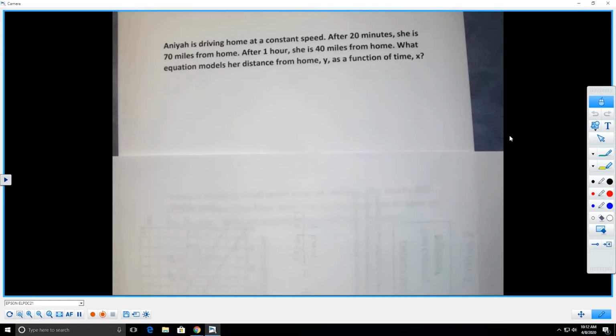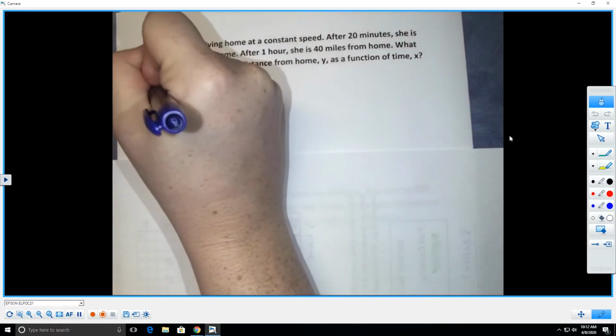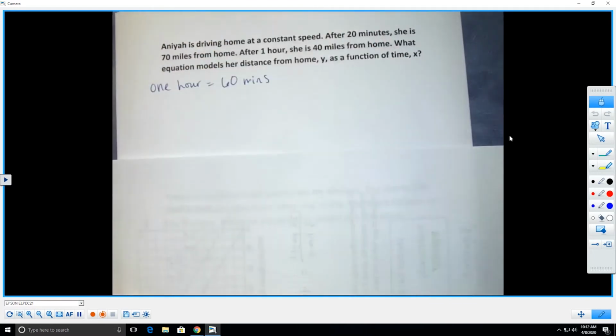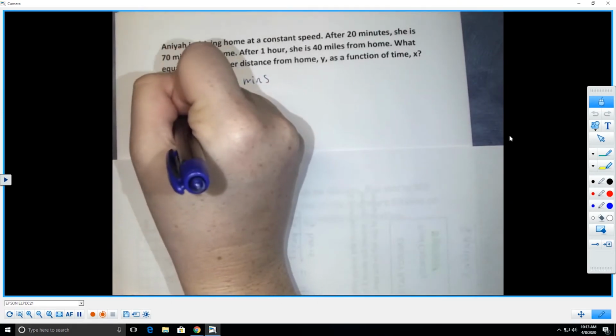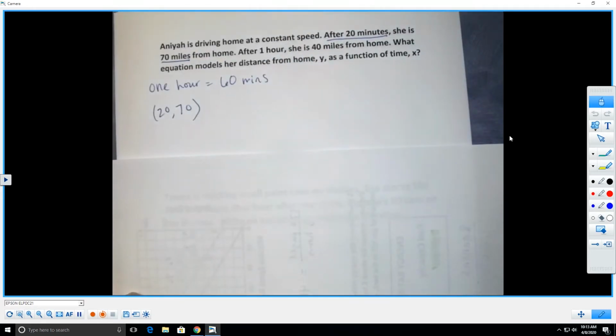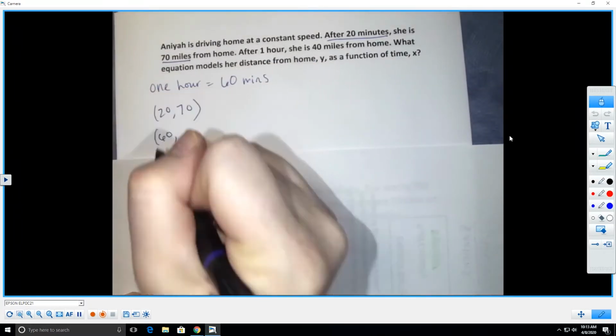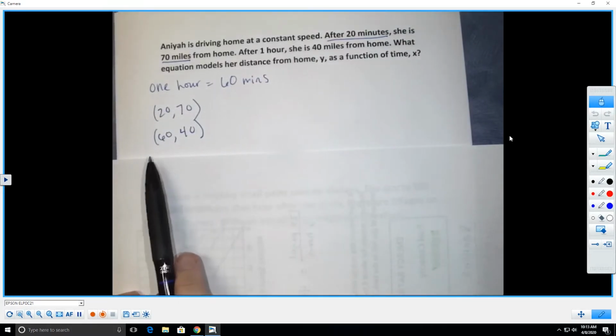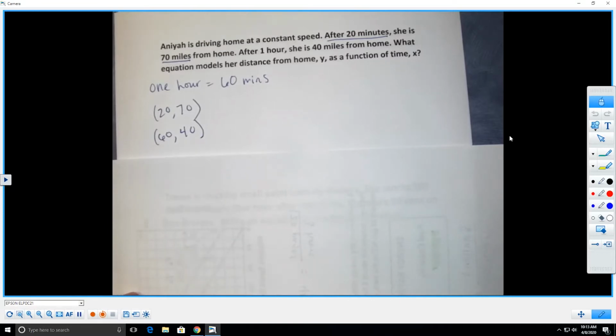Okay, so 1 hour is 60 minutes. Gotta make sure we make note of that. So on a graph, the points (20, 70), because it says after 20 minutes, she was 70 miles from home. So we could use those points, and we could also use the points (60, 40), because after 60 minutes, she would be 40 miles from home. So we can use these 2 points to satisfy the function if we're using minutes.